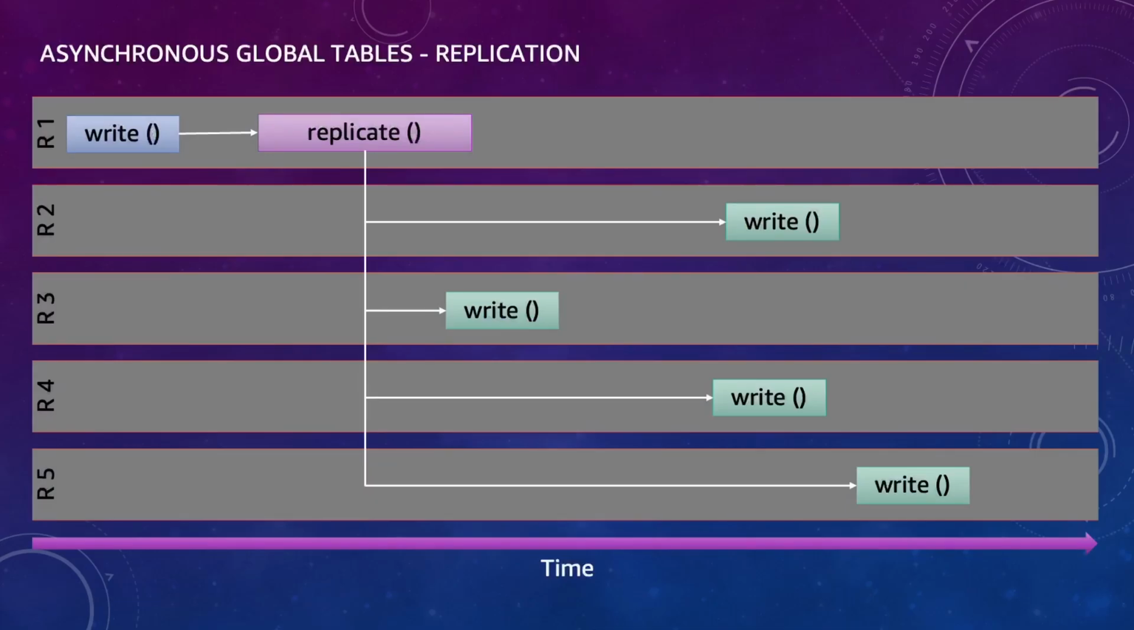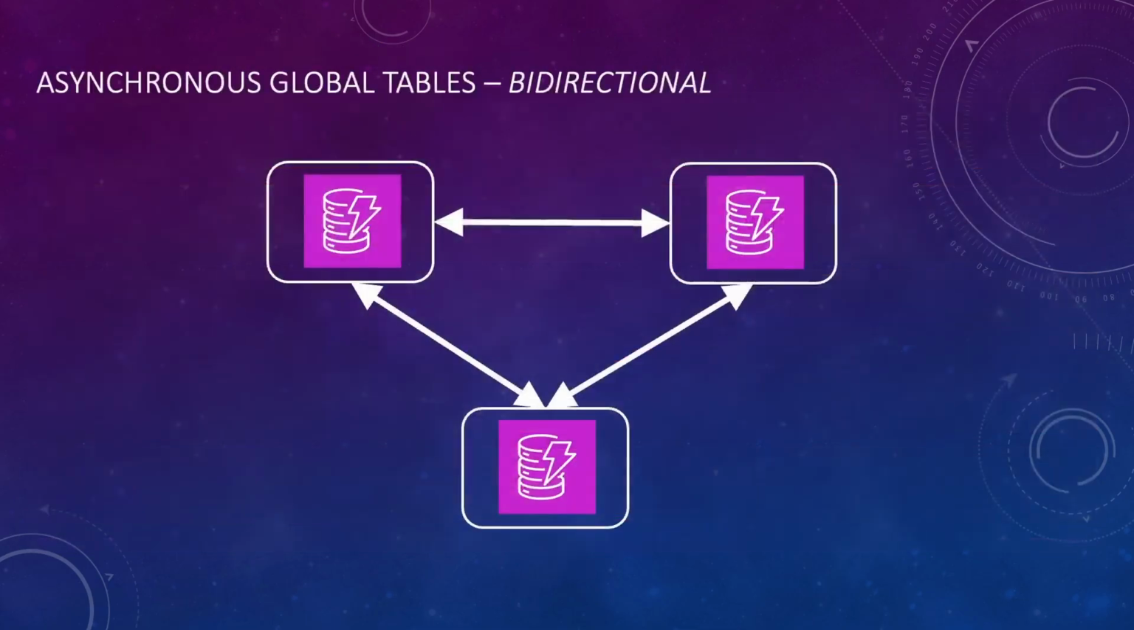There are 5 regions in this particular slide. A write happens in region R1. Once the write is successfully acknowledged to the customer, the write is replicated asynchronously to the other regions. The only guarantee is the write will get replicated. There's no guarantee that they will get replicated at the same time. So each region can end up seeing the write at any given point in time. Now, on top of that, the replication is bidirectional across all regions. So if you have a 3-region pair, then you have 6 ways of replication going around.